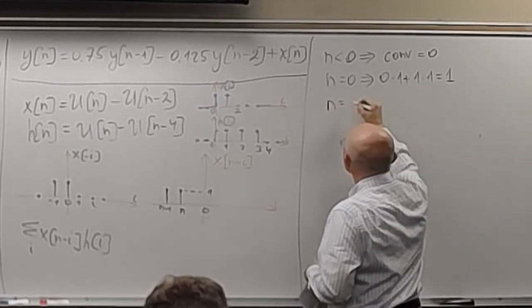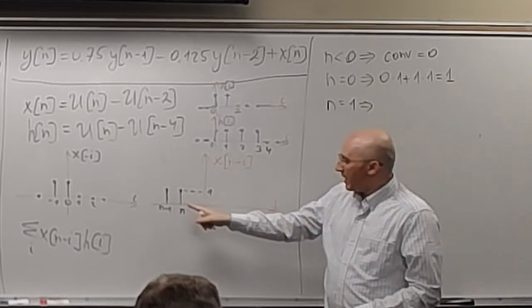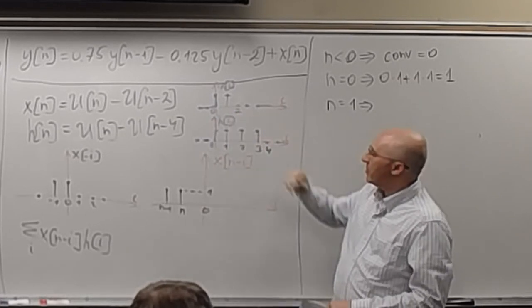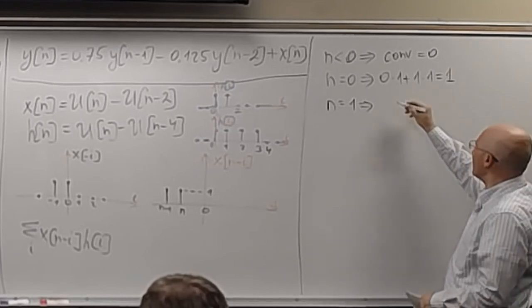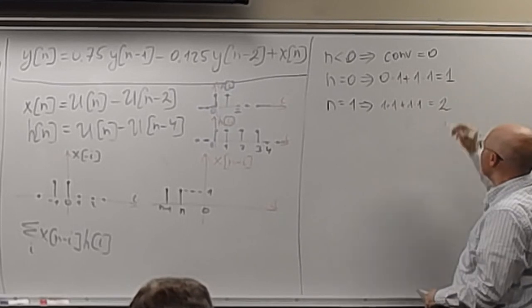It will be 1. How about n equals 1? It will be 1 by 1, which means that n is here. So 1 is here, 1 is here. Well, does that seem right? 1 times 1 plus 1 times 1. It's 2.